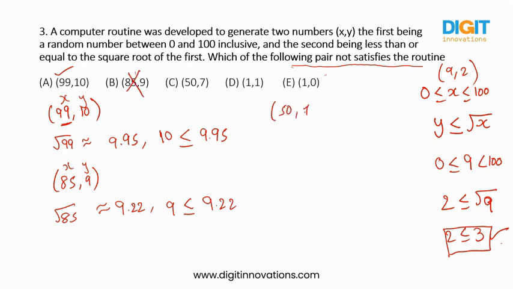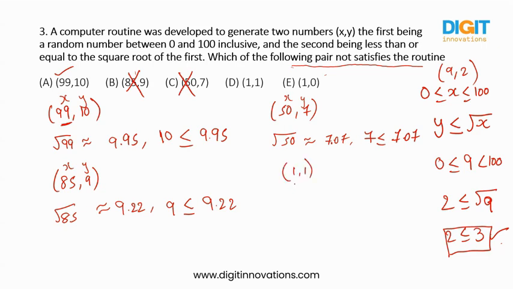Next one, it is 50 and 7. So it is in between 0 and 100. First condition is accepted. Next one, it is root 50, which is approximately 7.07. So what is the next condition? y should be less than or equal to root of x. y value is 7. It should be less than or equal to 7.07. Yes, 7 is less than 7.07. It satisfies the condition, but that is not what we required. So C is not the option.